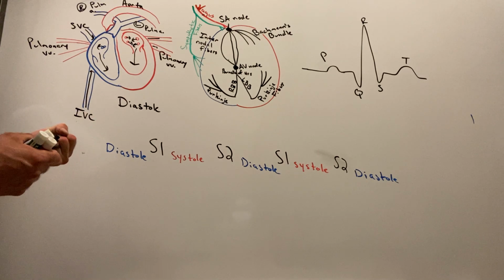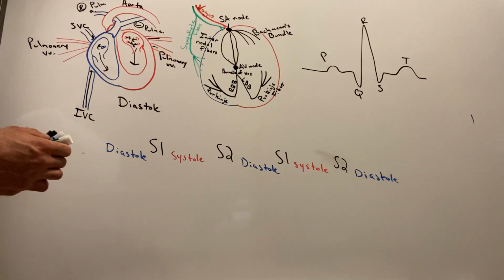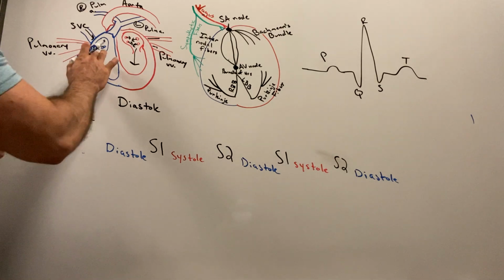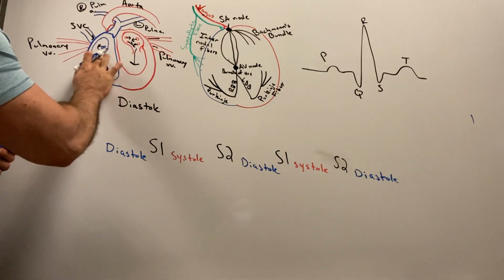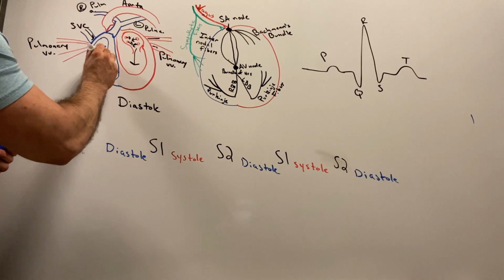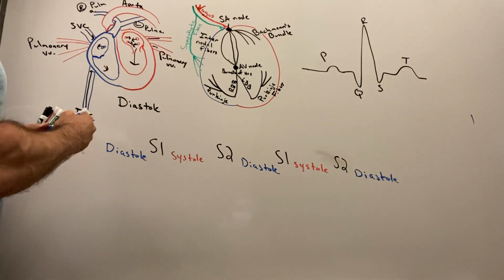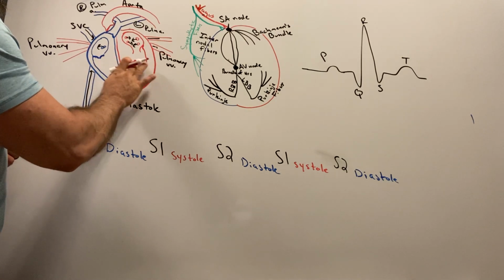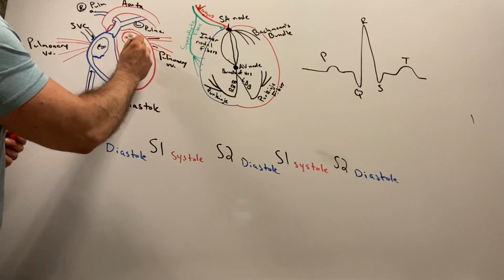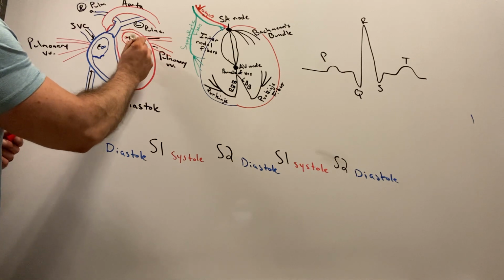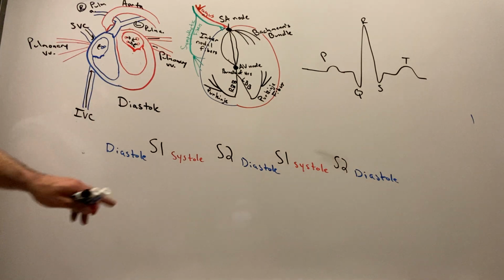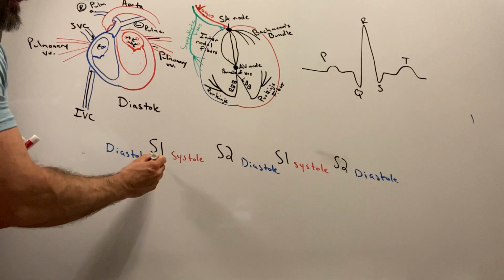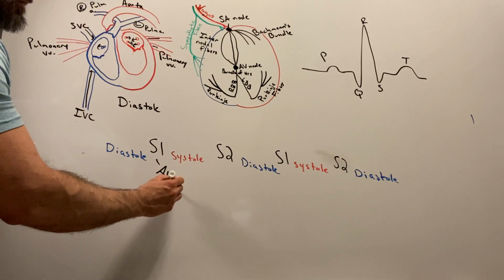So atria contract, and what they do, they push all their blood into the ventricles, and then right after that happens, the AV valves shut. Okay, so what happens? These AV valves, so the tricuspid valve on the right shuts, and then the mitral valve on the left shuts. So these atrioventricular valves shut. Okay, and when those valves shut, it creates the S1 heart sound. Okay, so S1 heart sound. So S1 is AV valves closing.